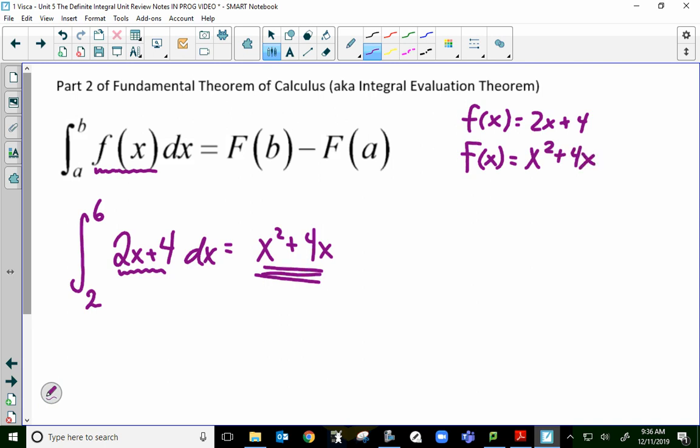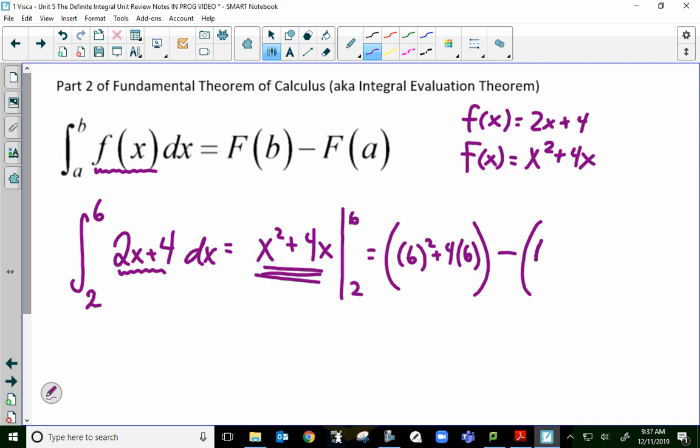But because I have bounds, don't I want this from 2 to 6? And in order to solve that, don't I take 6 and plug it in? So I take 6 squared plus 4 times 6. And I take that value and subtract, plugging in 2. So it is 2 squared plus 4 times 2. This should be understandable right now. You should understand what I just did in purple down here below.